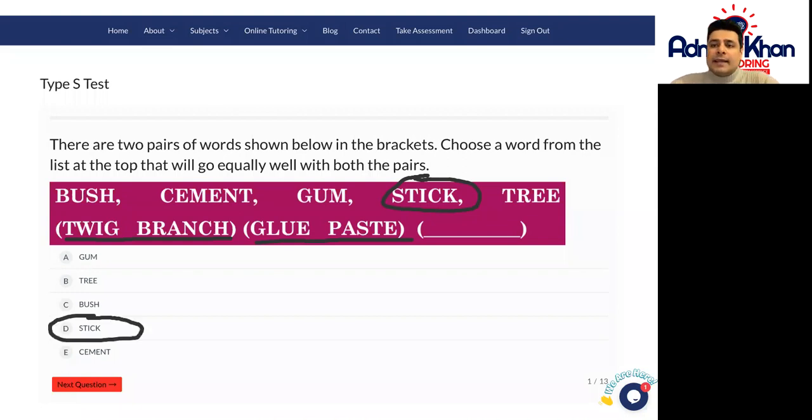So you're going to apply exactly the same technique with various different words with the rest of the questions in this particular task. And good luck with this.